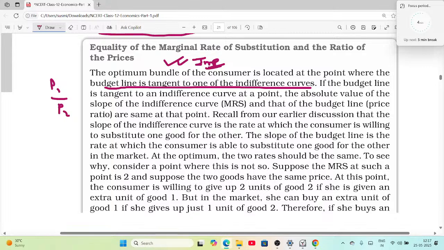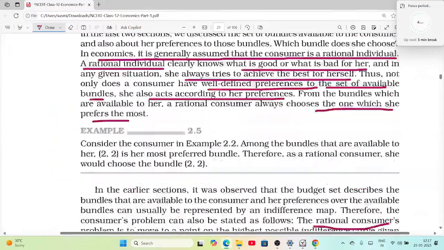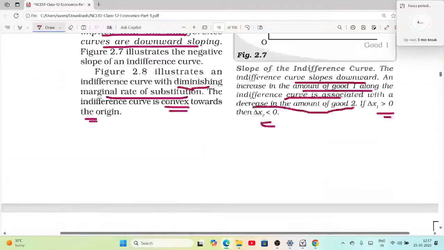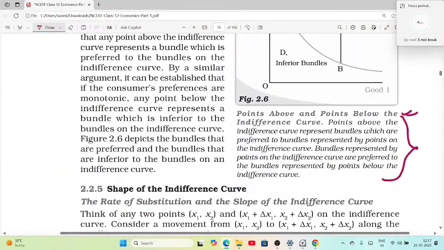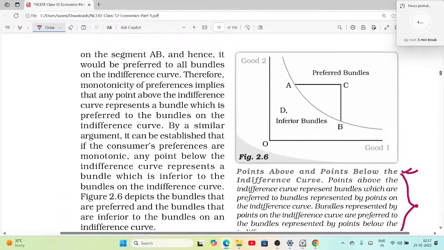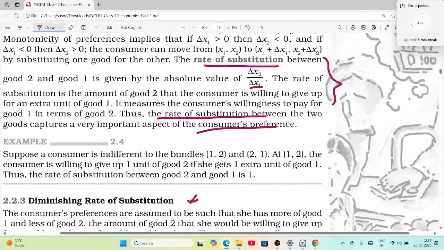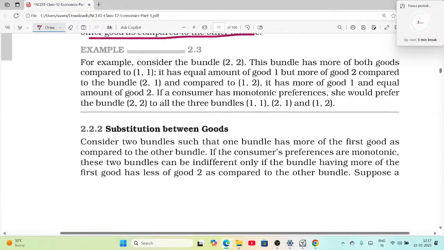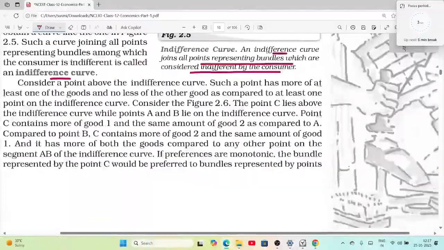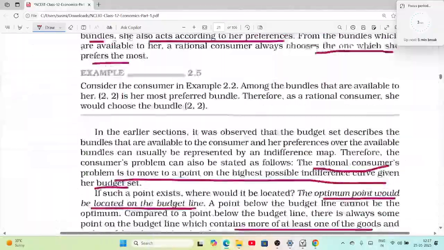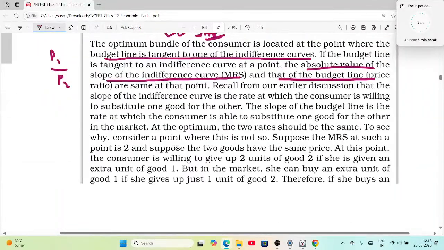If the budget line is tangent to an indifference curve at a point, the absolute value of the slope of the indifference curve, the MRS, and that of the budget line, minus P1 by P2, are the same at that point. MRS and the price ratio are the same at that point.